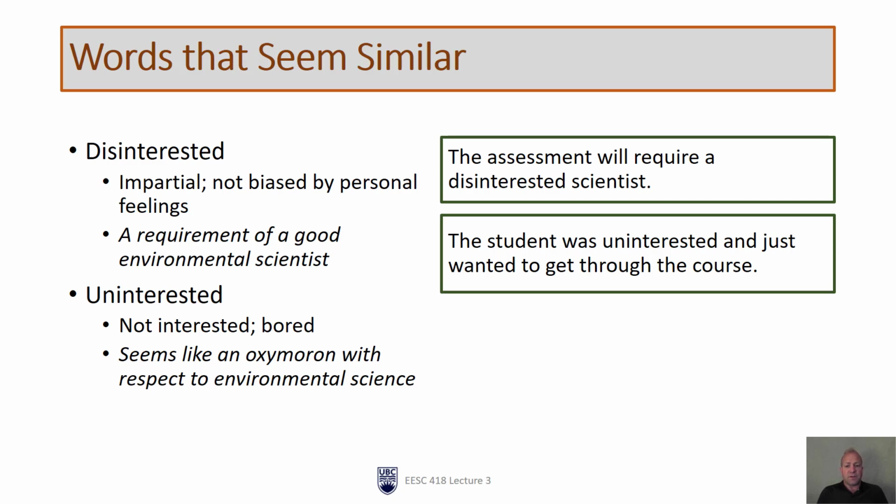So using a couple of sentences on the right here, the assessment will require a disinterested scientist. So we need somebody who will not be biased. We need somebody who's disinterested. Similarly, the student was uninterested and just wanted to get through the course. I suppose that's possible. Probably not for this course, but theoretically possible.